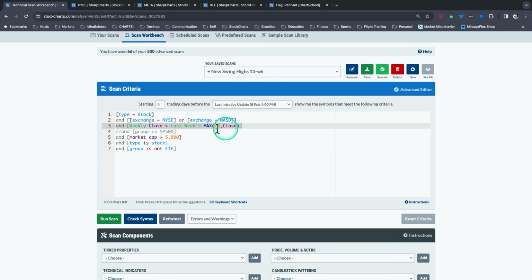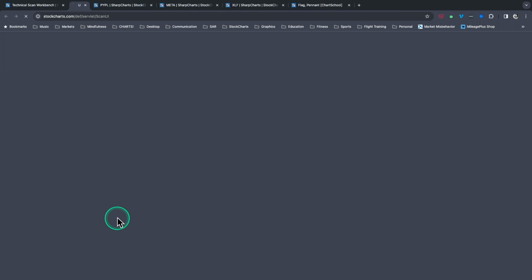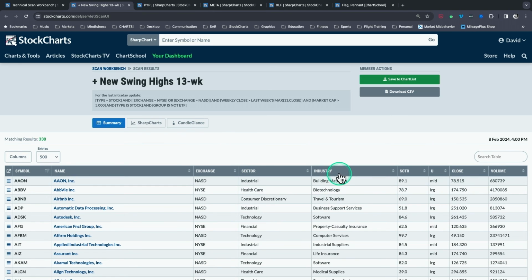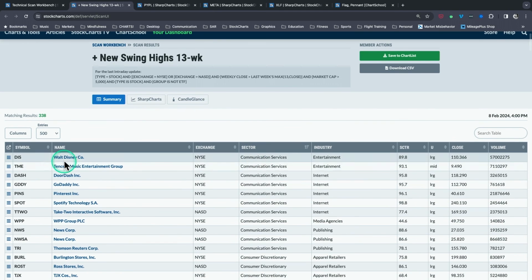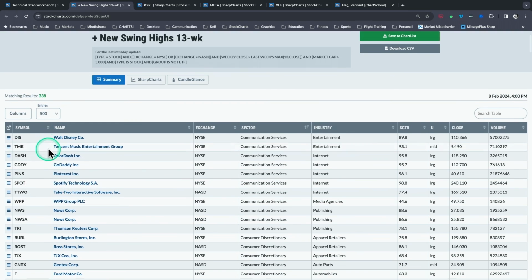But this is a scan that I run, and I literally go in every Wednesday or Thursday. I run these scans, I look at the results, I dig through the charts. And what this tells you is a lot of times these will be names that are actually earlier on in their move, right? So it might not be a stock that's been trending higher for quite a bit.